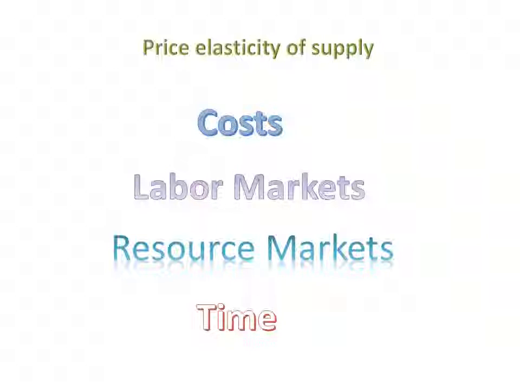Similarly with resource markets. Let's say this is some good made with tin. The price of the good goes up. The firm wants to make more. They need to get more tin. Maybe they can't. Maybe they can only get more tin at a great expense. This would make the price elasticity of supply low. The firm would be non-responsive to changes in price.